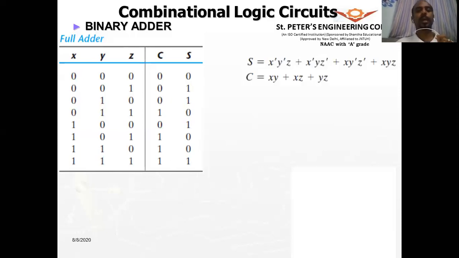Now if you write the output expression for sum and the output expression for carry, when is sum 1? x complement y complement z, and the next one is x complement yz, and xy complement z complement, and xyz. When is carry 1?